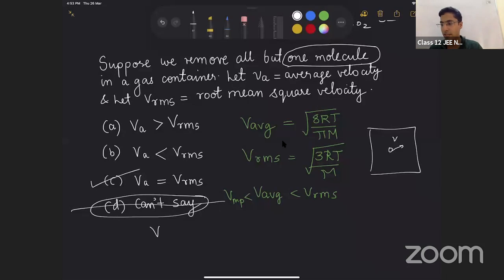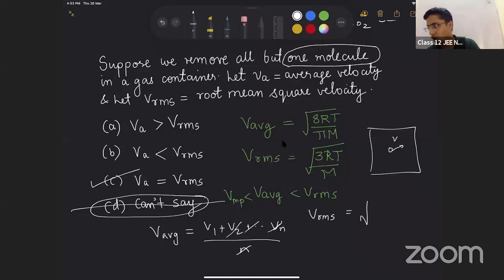What is the definition of V average? V1 plus V2 plus V3 plus Vn upon n. That's the correct definition. Now, if there is only one molecule, n is 1 and V1 is V1, so V average is V1. Now, look at RMS. V RMS is root of V1 square upon 1. That is also V1. Correct? If there is only one molecule, both the root mean square and the average are the same. Hence, V average is equal to VRMS.